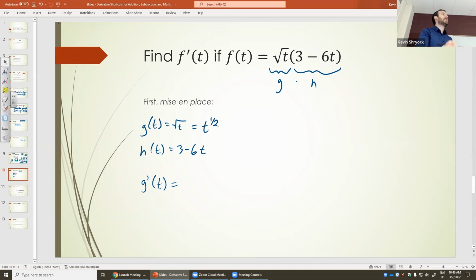So if we put it like this, now we can use power rule. That's probably what you're thinking of, right? Walk me through power rule. Very good. The power comes on down, and we decrease this to -1/2. Good. And then I have h prime of t.